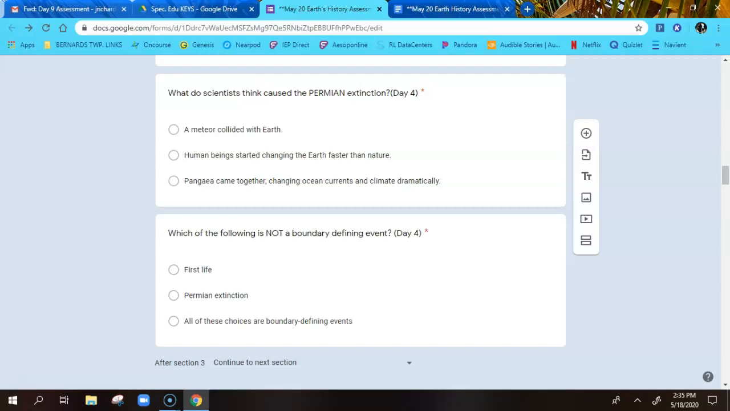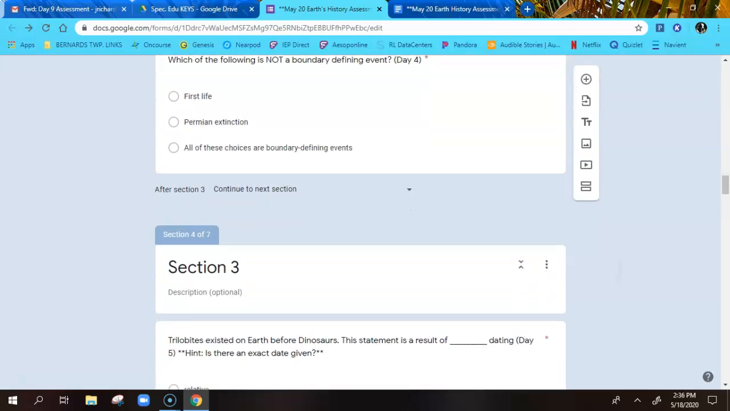Number 3, which of the following is not a boundary defining event? Again, your day 4 notes. A, first life, B, Permian extinction, or C, all of these choices are boundary defining events. Now we are on section 3.